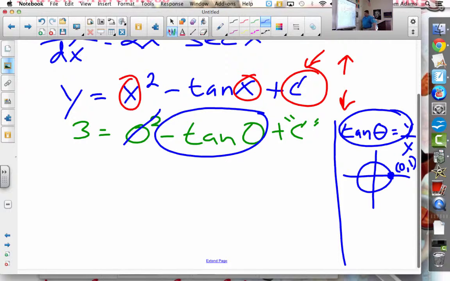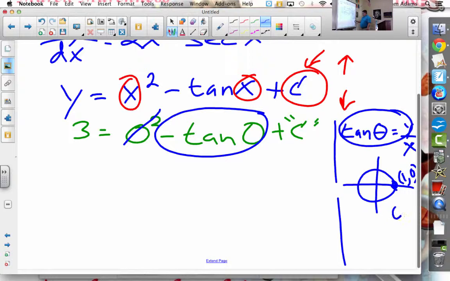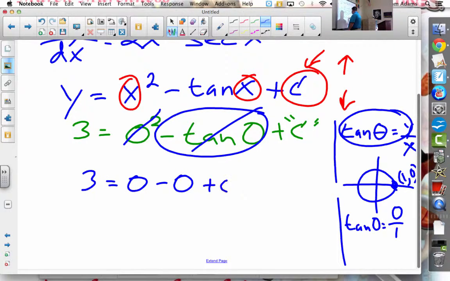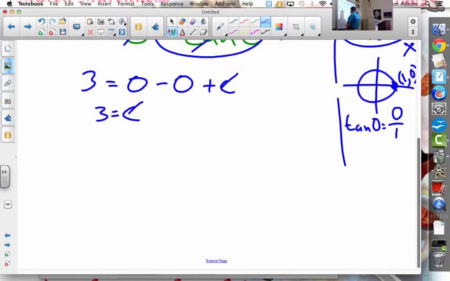No, I apologize. I've got that backwards. It's not undefined. Isn't it equal? Yeah, it's equal to 0. On the unit circle, this is actually 1, comma 0. Right? So it's 0 over 1. That's what tangent of 0 is. So it's just 0. So this whole thing goes to 0. So we've got 3 is equal to 0 minus 0 plus c, or c is equal to 3. Which is what I said originally.